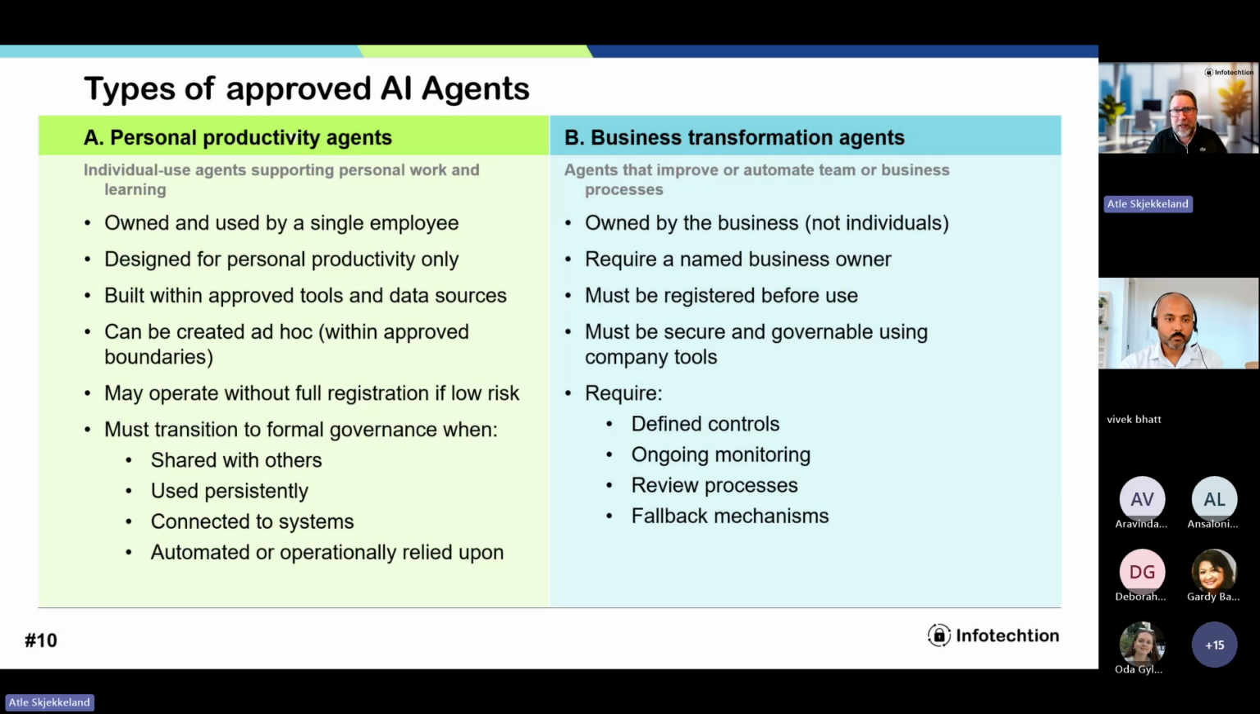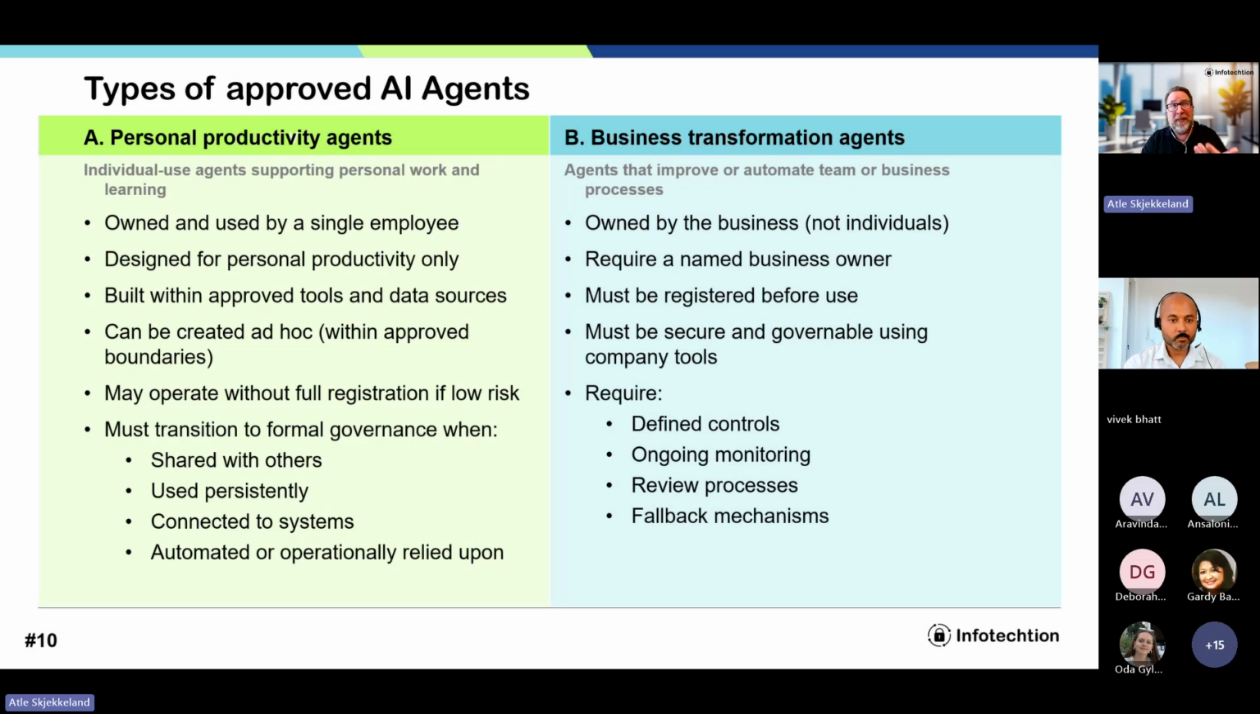So there's a risk model that we also have to have next to this. And then you have a business transformation agent. That's really the agent that improves, automates, or transforms a business process, and it's owned by the business function with named business owners. It's much more focused on security and governance. And that's really where you usually get the business benefits, the hard, tangible benefits linked to it. So to manage this, though, you need a risk model.